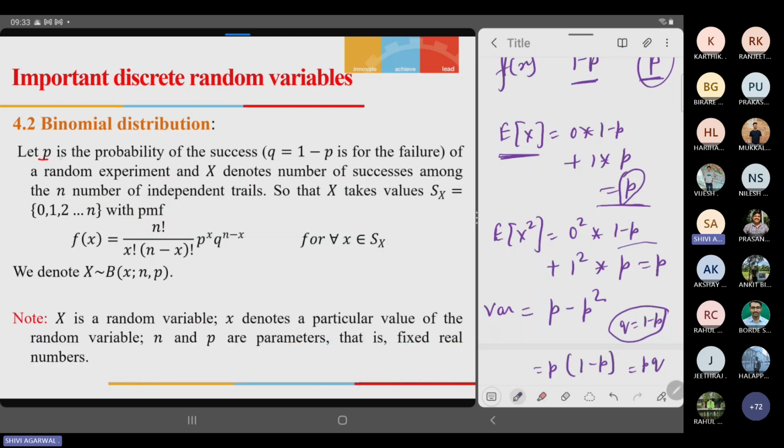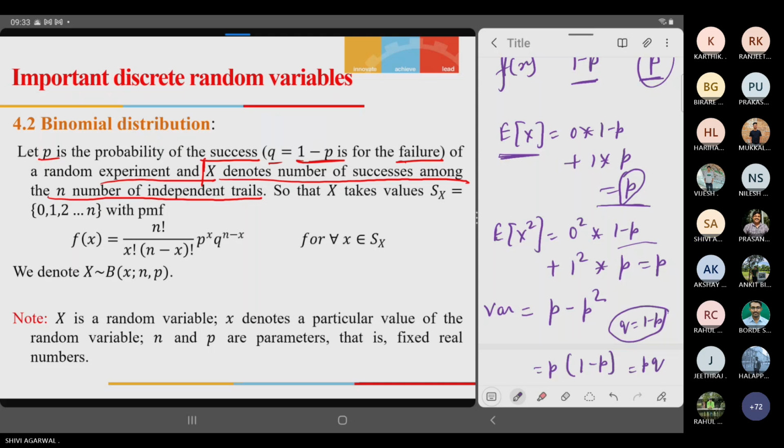So let P be the probability of success, and Q is 1 minus P, the probability of failure. For a random experiment, X denotes the number of successes among the n independent trials. So n Bernoulli trials we are doing, and X is the number of successes out of n trials. It may be 0, 1, 2, 3 up to n.